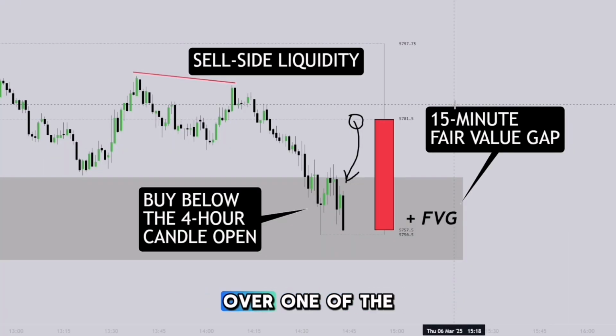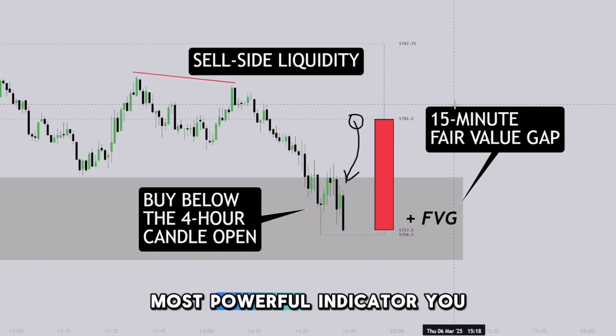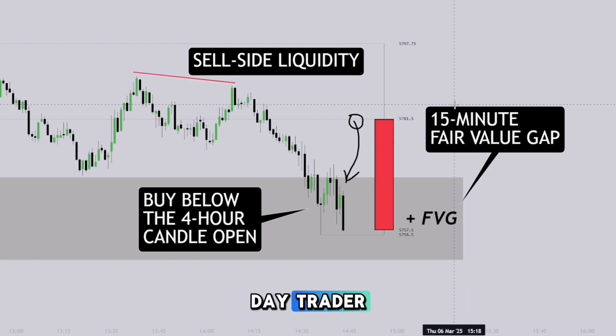So here I'm going to be going over one of the most frequently asked questions: what is the most powerful indicator you can use as a day trader, and why is it that some key levels hold and some don't hold?